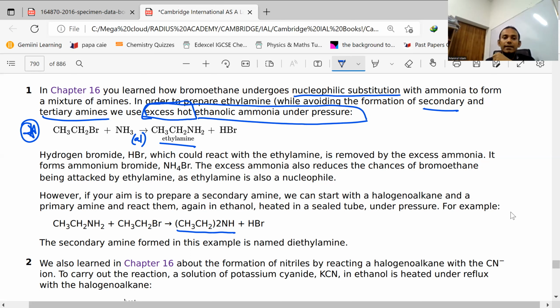Why are we giving excess ammonia in order to form primary amine? Because if ammonia is in excess, ethylamine cannot compete with the concentration of ammonia. Thereby, ammonia will always be the one to react.